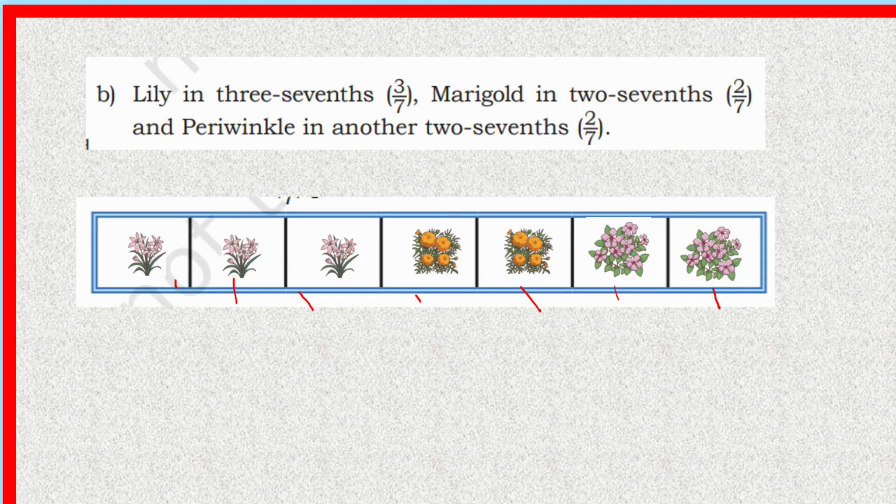So, lily takes 3 parts out of 7. That means 3 by 7 of the garden or 3/7 of the garden. Marigold takes 2 parts out of 7. That means 2 by 7 or 2/7 of the garden. What about periwinkle? Periwinkle takes 2 parts out of 7. That means 2 by 7 or 2/7 of the garden.